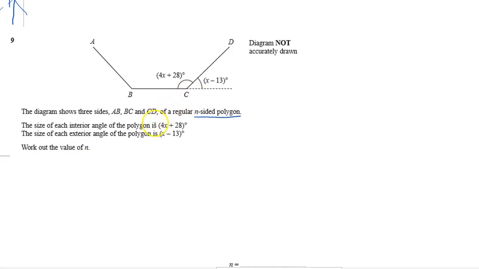To work out the value of n, we know that in any polygon, the sum of all exterior angles is equal to 360 degrees. So if we divide 360 by this exterior angle, we will get the value of n. So let's try to find out this.